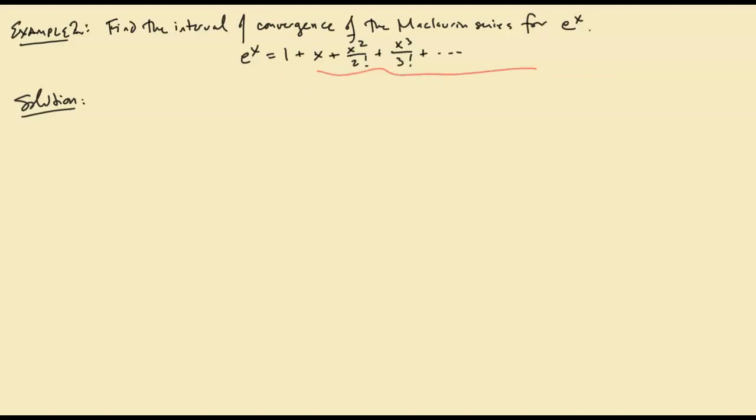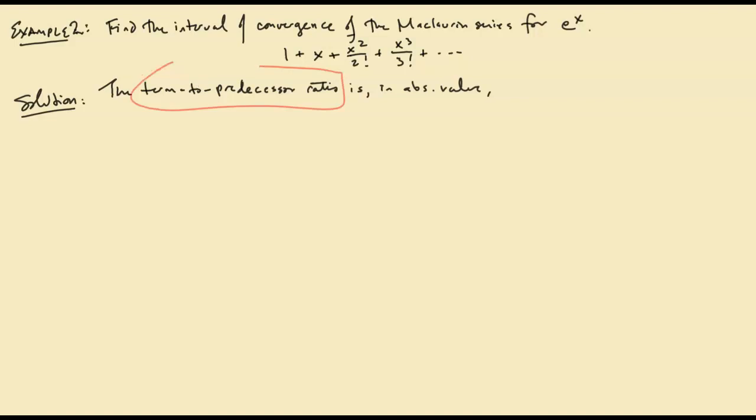That means it's a function. And for different values of x that we could pop in here into this series, we'll get different numerical series out. Some will converge, and it could be the case that some diverge. Let's find out. We know we always start this process with a ratio test. The term-to-predecessor ratio is, in absolute value, well, here's the general term of the series. Its predecessor is obtained by turning all these n's into n minus 1s, like this.